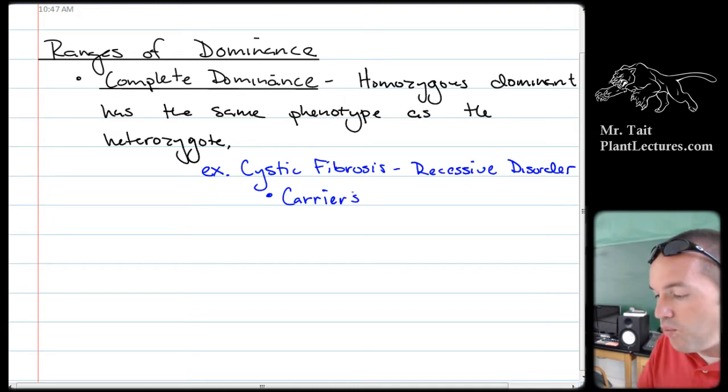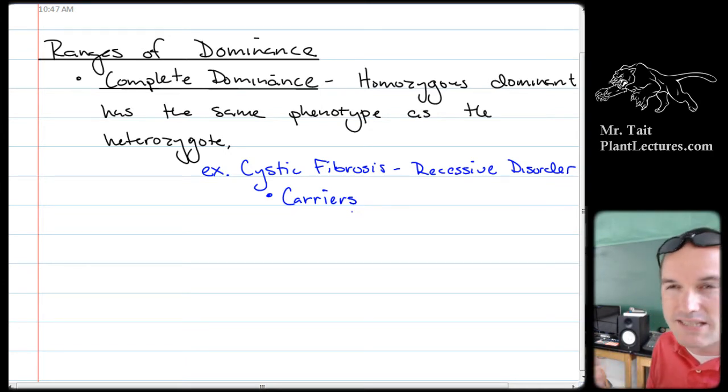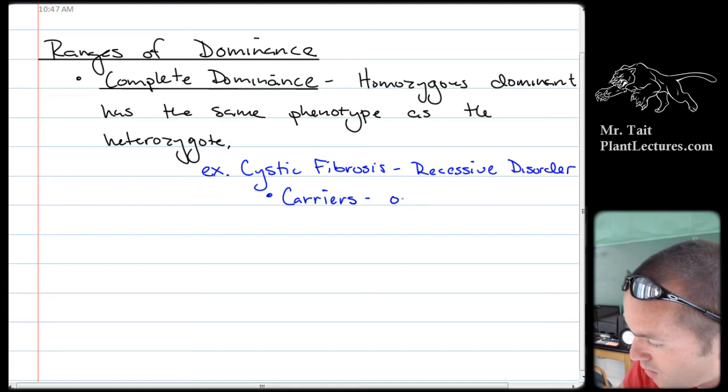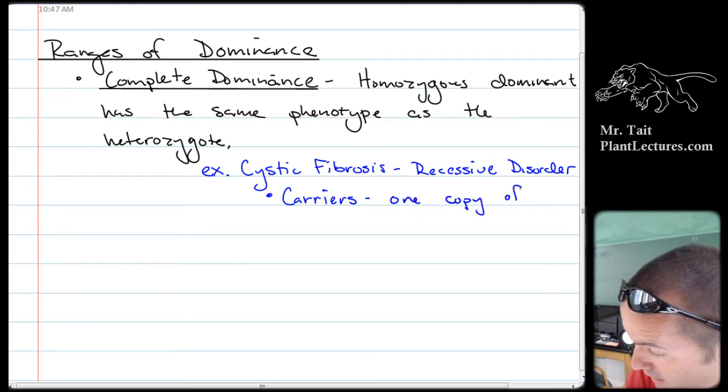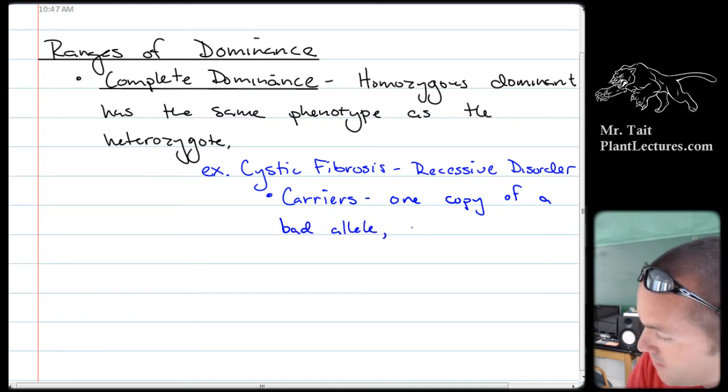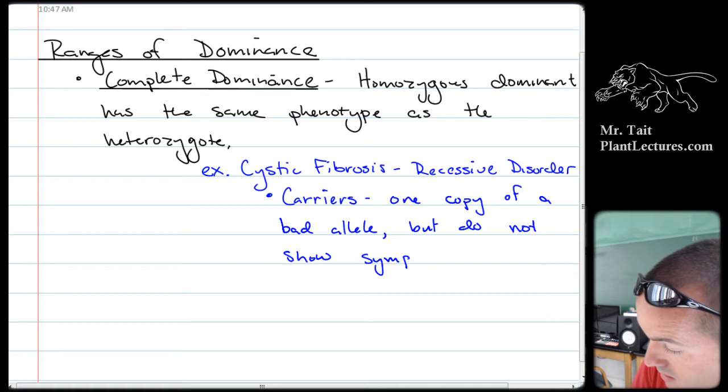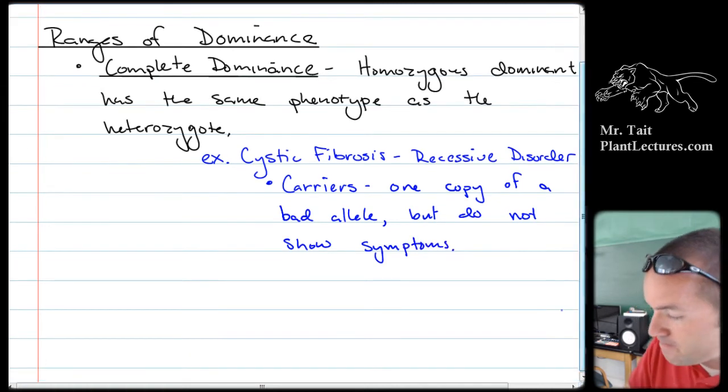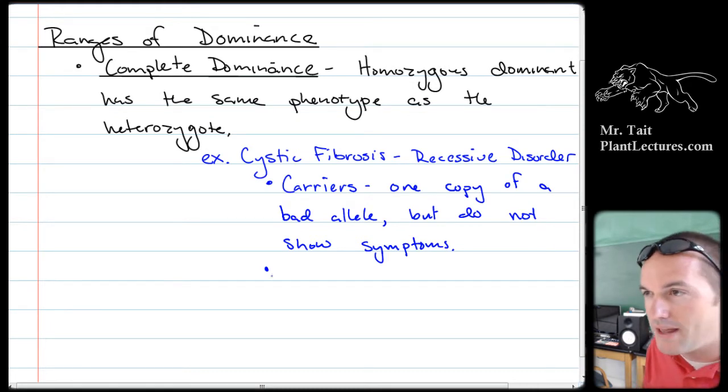Okay? Carriers have one copy of a diseased allele or a messed up allele, but they don't exhibit any symptoms. Okay? So one copy of a bad allele, but do not show symptoms. Okay? So, the carriers, it's about 1 in 20 of all Caucasians are carriers for cystic fibrosis.